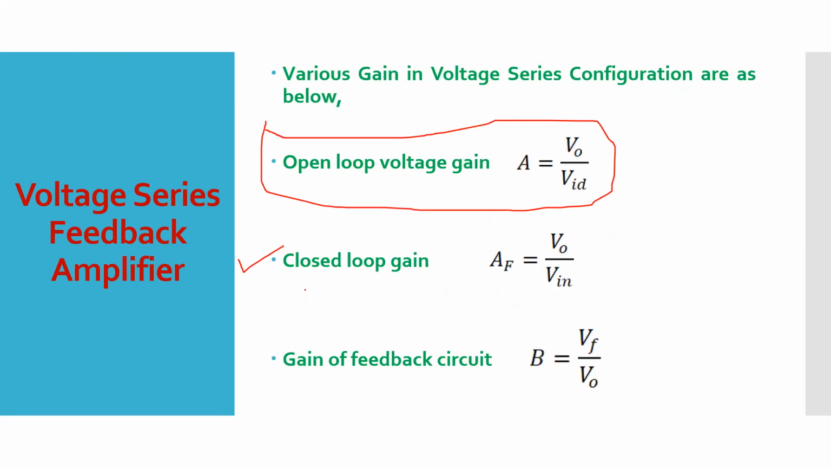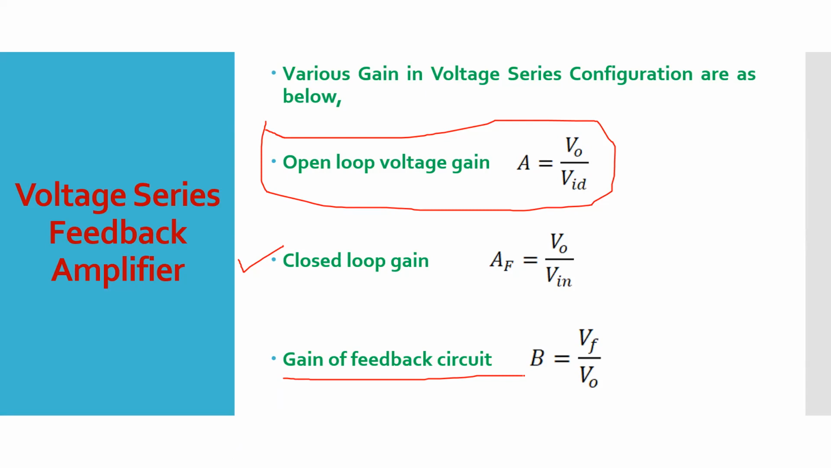So that's what you can describe with this formula, and we are going to denote it by AF. AF means closed loop gain. We put the suffix F: capital A for the gain, and capital F in the suffix. In the presence of your closed loop circuit, the overall gain of your amplifier is given by AF, taken as the output voltage divided by the input voltage. And the third gain we want to describe here is the gain of your feedback circuit.